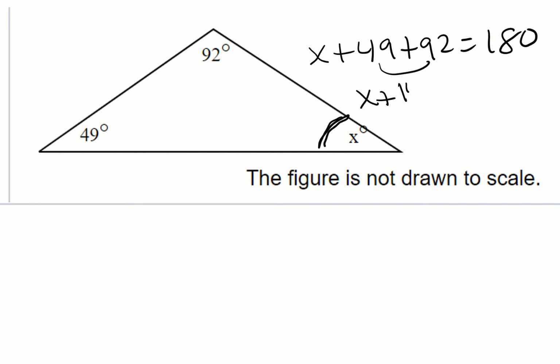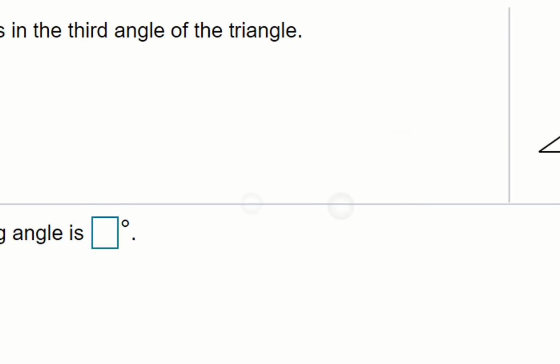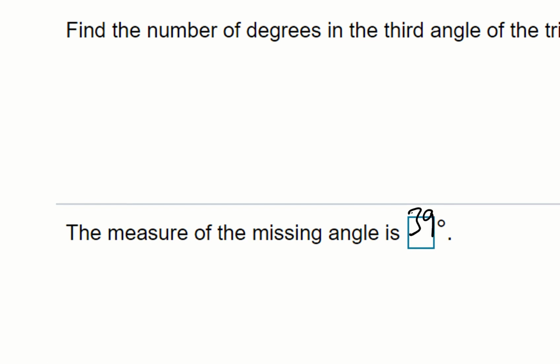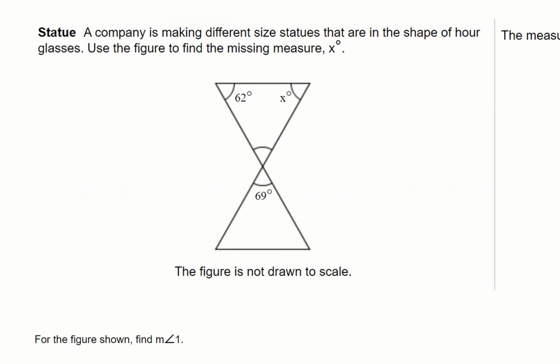This is going to be 141. And then we subtract 141 on both sides, so solve for x. So x is equal to 39 degrees. All right, so that's x. x is 39. All right, so that problem's done.